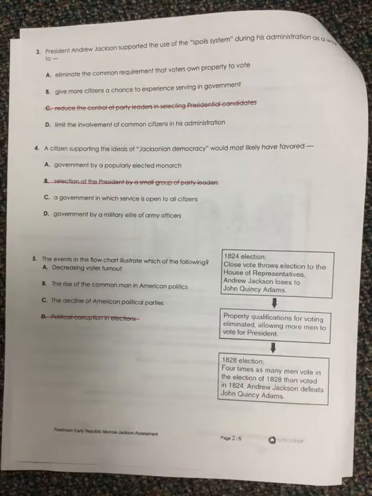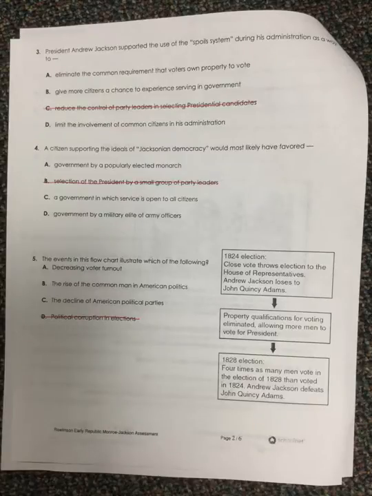Number 3. President Andrew Jackson supported the use of the spoils system during his administration as a way to A. Eliminate the common requirement that voters own property to vote. B. Give more citizens a chance to experience serving in the government. Or D. Limit the involvement of common citizens in his administration.